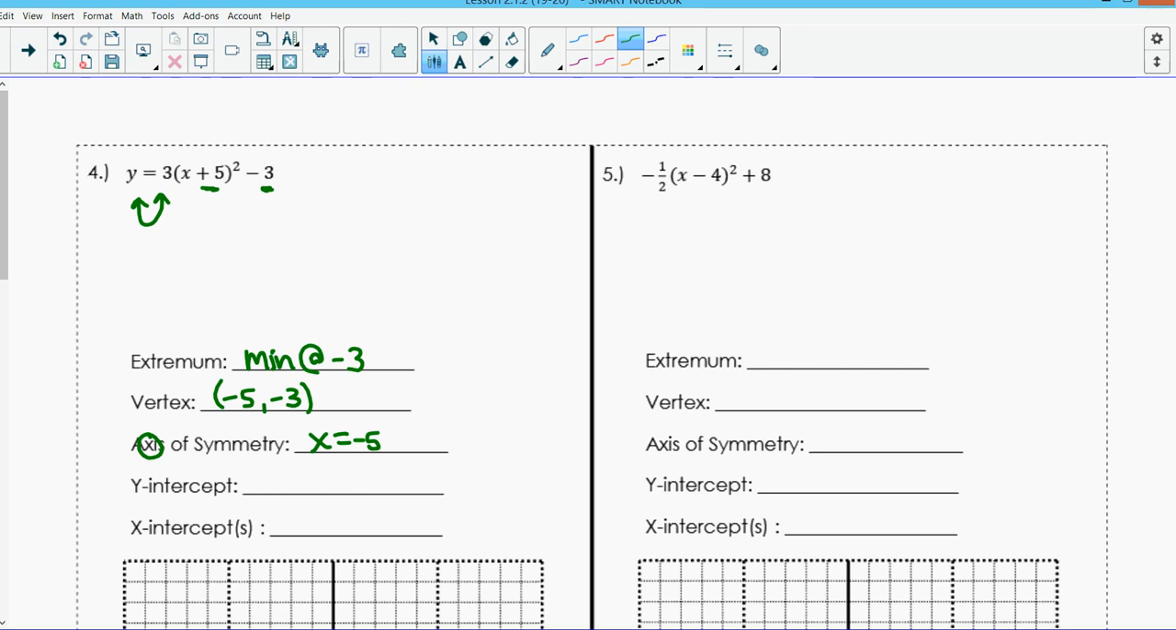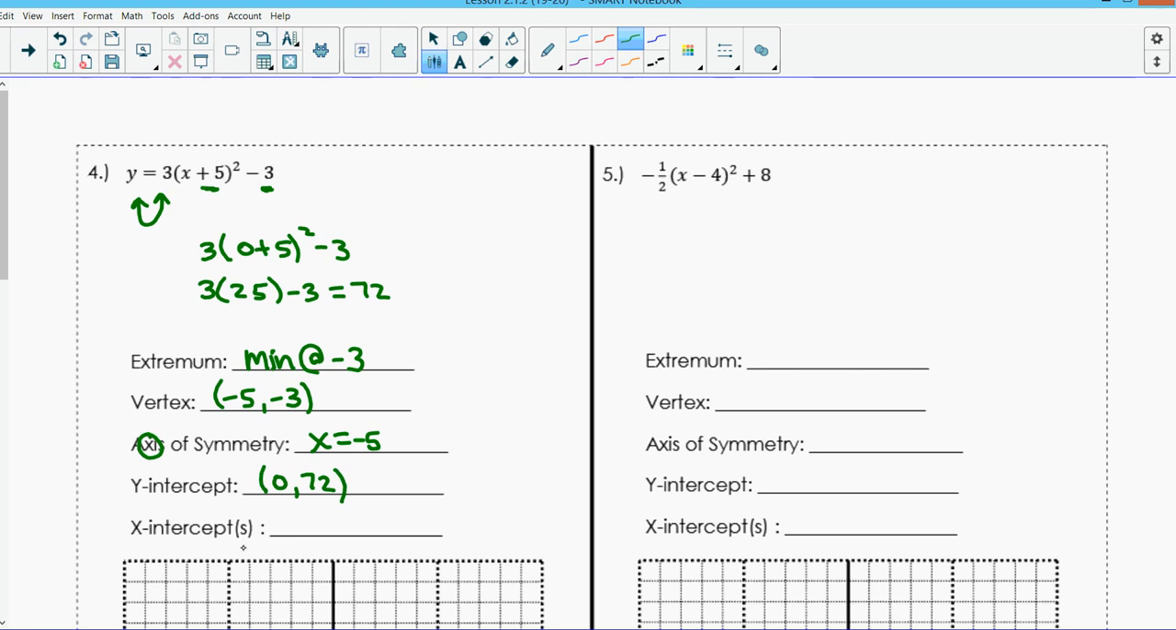Remember, we're pulling the x. The y-intercept I find, I always start by saying 0, comma, that way I know I'm substituting 0 into my function. So I'm going to say 3 times 0 plus 5 squared minus 3. Okay, this is 5 squared, which is 25. And then 25 times, well, I'll write it out. So 3 times 25 minus 3. So this would give me 75 minus 3 is 72. So there's my y-intercept. It won't show up on our graph, but it does exist.